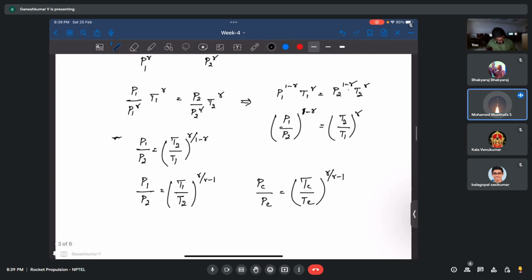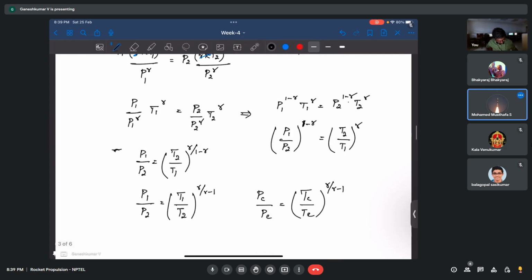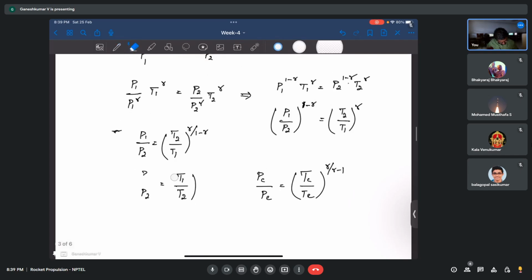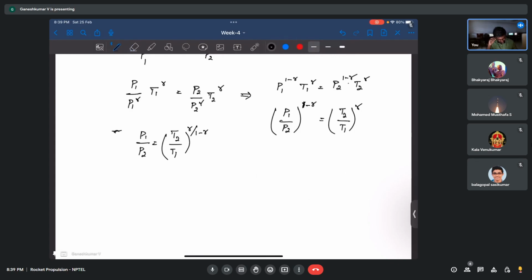Sir, is that actually gamma by gamma minus 1, right? T1 divided by T2, gamma minus 1 minus gamma divided by gamma, I think so. Sir, we actually make the denominator into the numerator. So how do you want to change it? P1 by P2 is equal to T2 by T1 into gamma by 1 minus gamma, right?